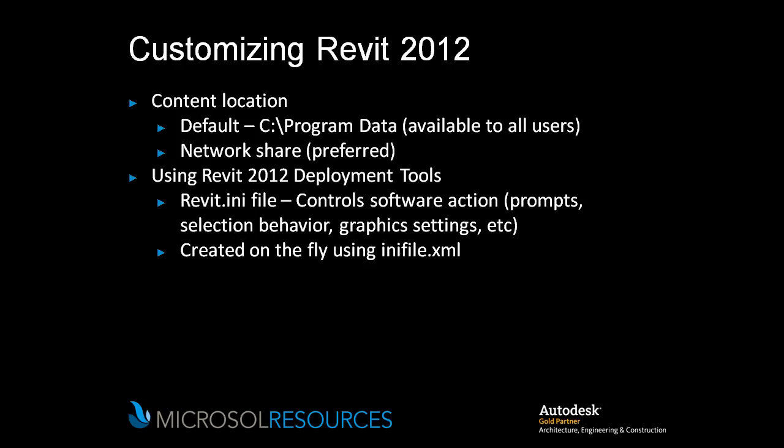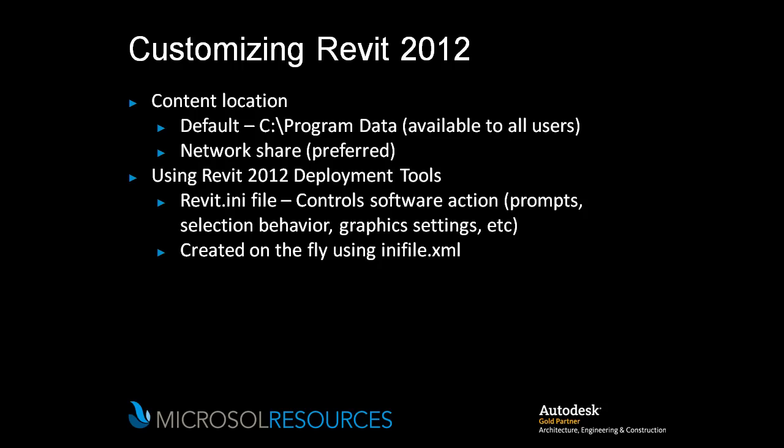Alright, let's start by talking about customizing Revit 2012. When you create the Revit deployment, you can change where Revit content is stored. By default, it is stored on the C drive under the ProgramData folder, local to each workstation. Larger firms prefer this content stored on a network, either on a shared folder on a server, or even a DFS target to maintain a level of consistency throughout the office.